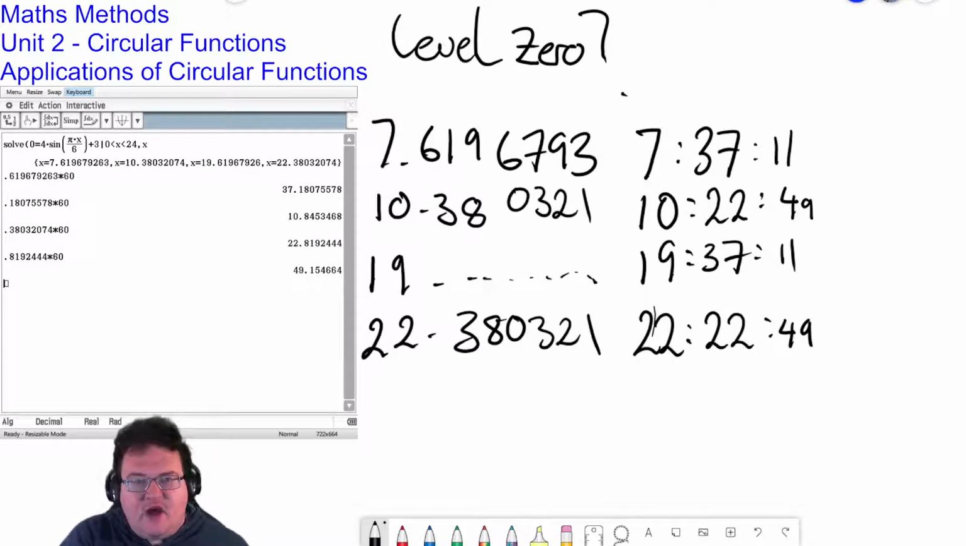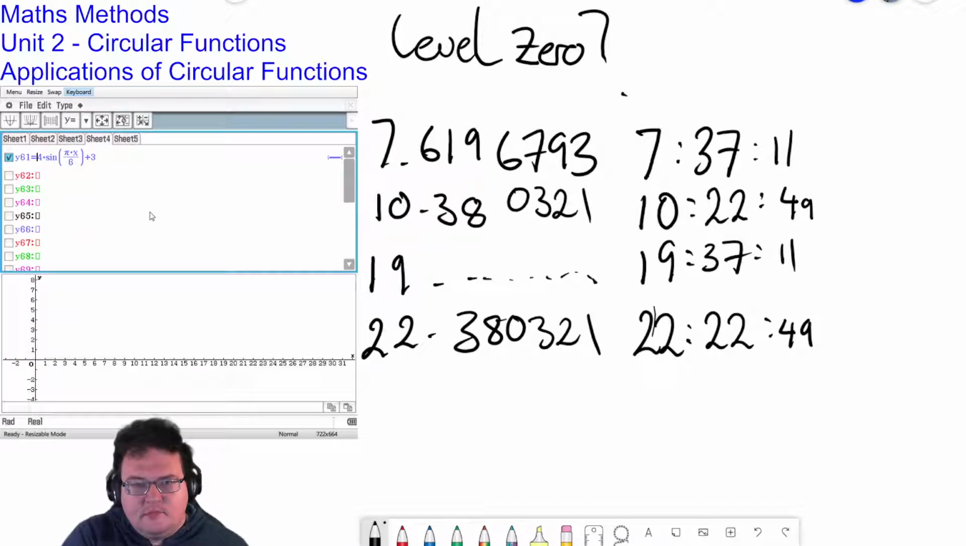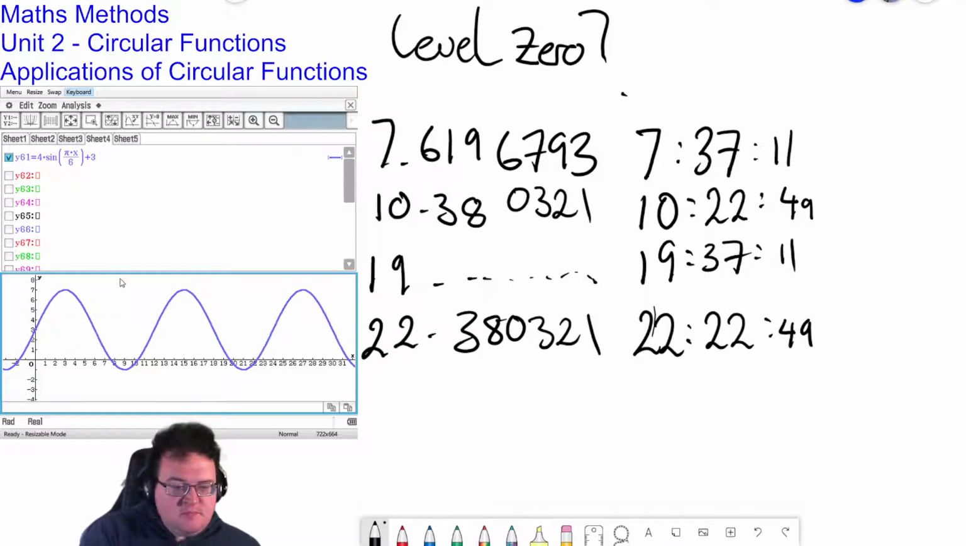So going back to the graph, the center line isn't at 0 because what have I done? What have I done to my equation to move it up?